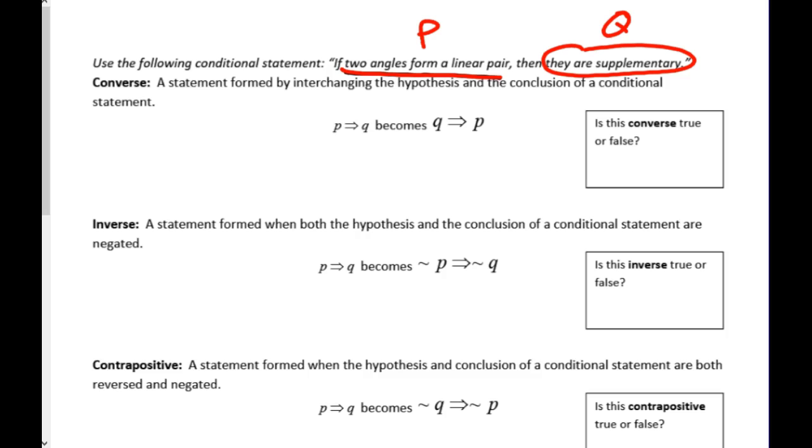So I'm going to always start with if, and then I'm going to use the conclusion. If they are supplementary, that was right. I'm going to abbreviate, if they are sup.